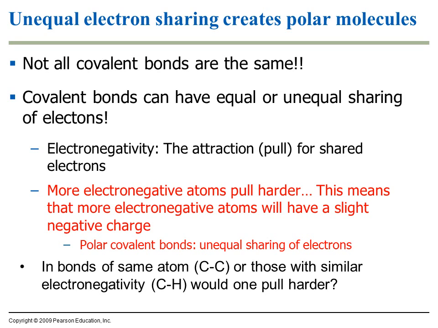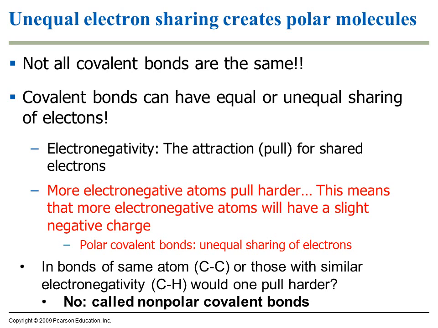If you have bonds of the same atom, or those with similar electronegativities, do you think one pulls harder? This would be like two twins playing tug of war. Well, no, they're not going to pull harder, so these are called nonpolar covalent bonds. So these are two types of covalent bonds. Water, very, very importantly to us, exists as a polar covalent bond. So we're going to talk about that a little bit next.